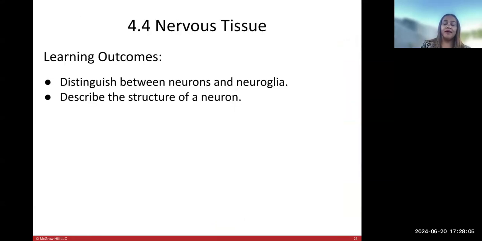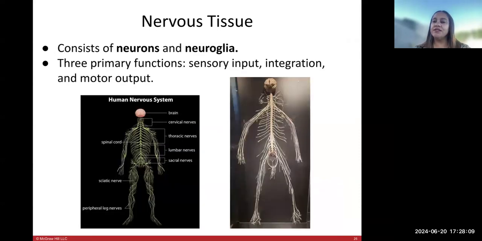Ignore that slide. Nervous tissue is our next type of tissue. Consists of neurons and neuroglia. There are three primary functions: sensory input, integration, and motor output.